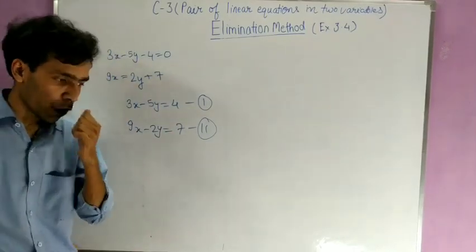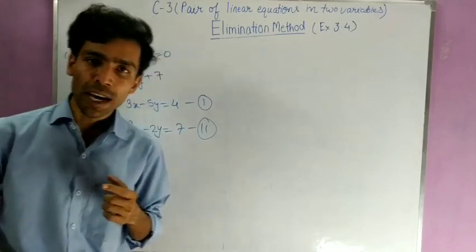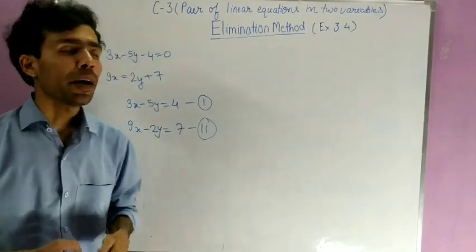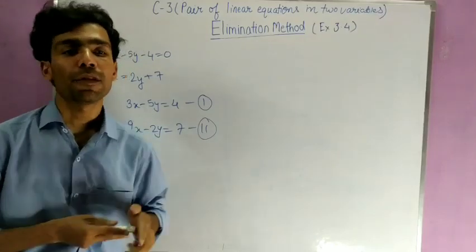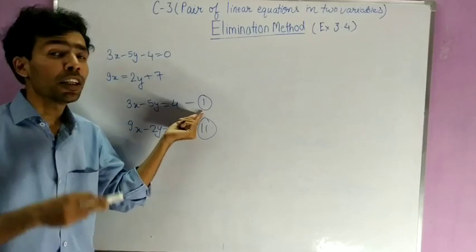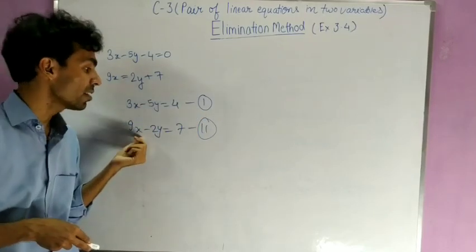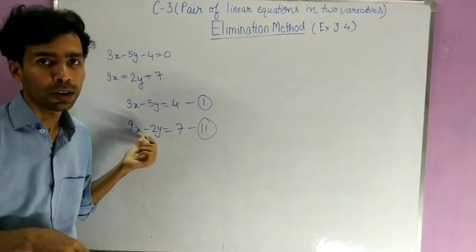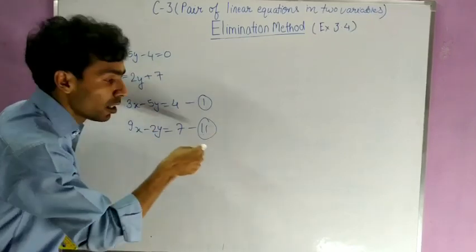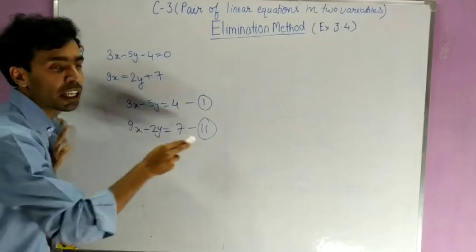So for the elimination method we have to eliminate one of the two variables. Okay, means we have to eliminate the same variable from both equations. If you want to eliminate x from equation number 1, then you have to eliminate x in equation number 2 also. Okay, at a time x. If you are eliminating x from equation number 1, then you have to eliminate x from the second equation also.